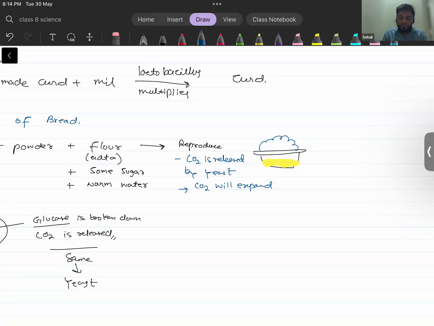And the bread which is made is actually soft. And if the bread makers don't add yeast powder, the bread which is made will be very hard.